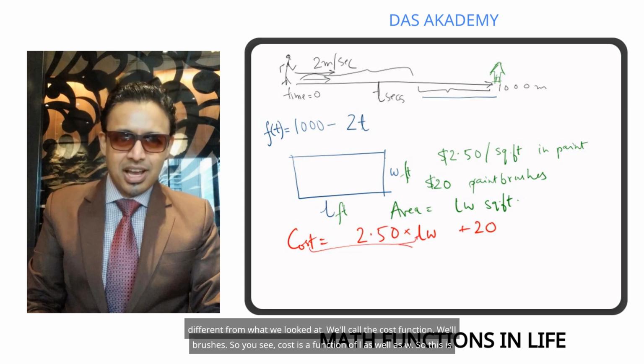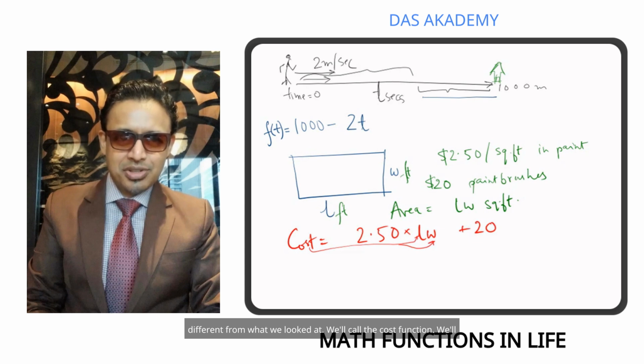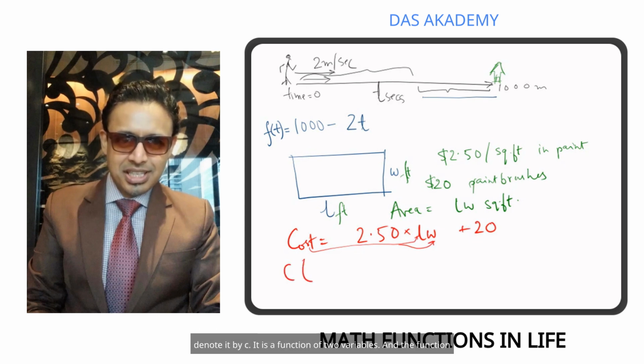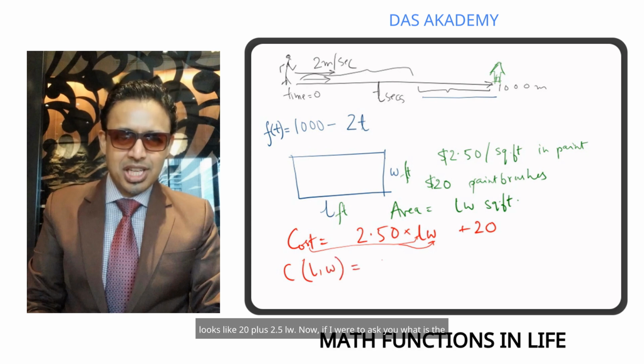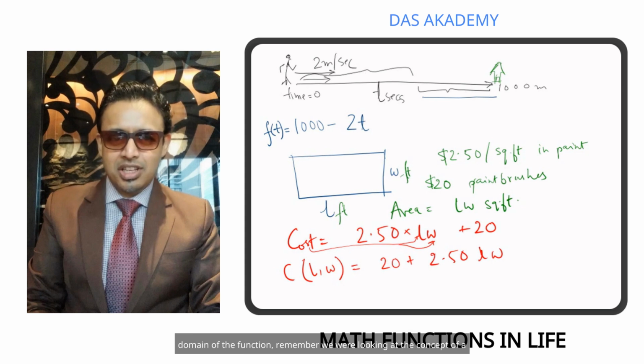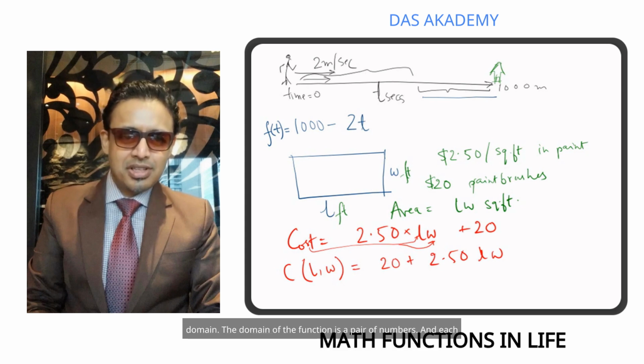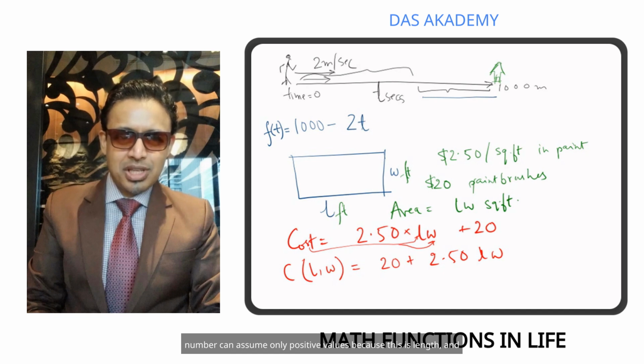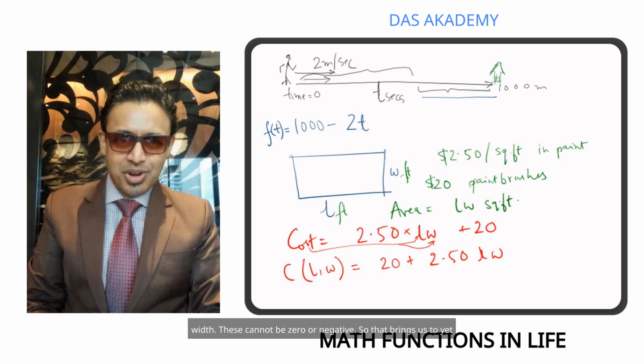So this is different from what we looked at. We'll call the cost function, we'll denote it by C. It is a function of two variables. And the function looks like 20 plus 2.5 LW. Now, if I were to ask you what is the domain of the function, remember we were looking at the concept of a domain. The domain of the function is a pair of numbers, and each number can assume only positive values because this is length and width. These cannot be 0 or negative.